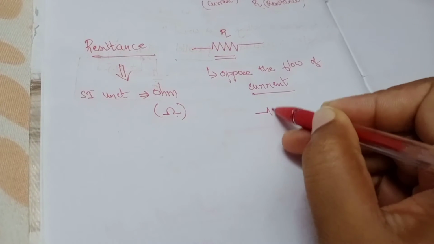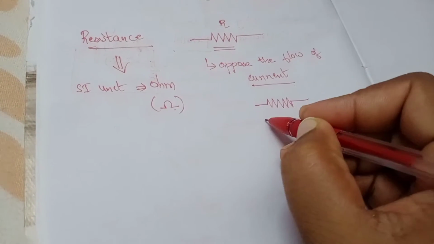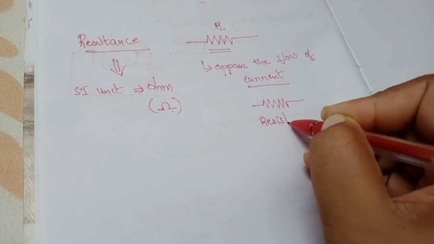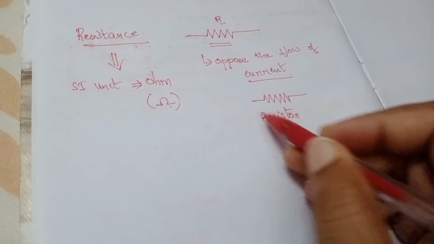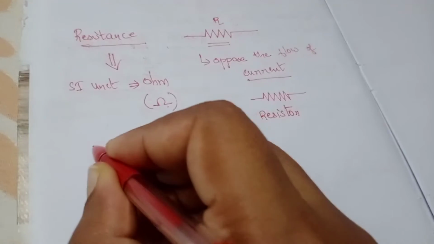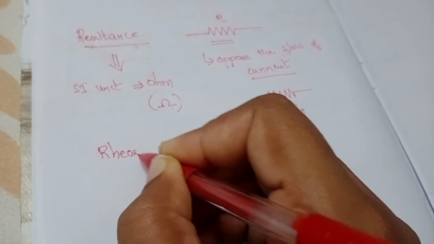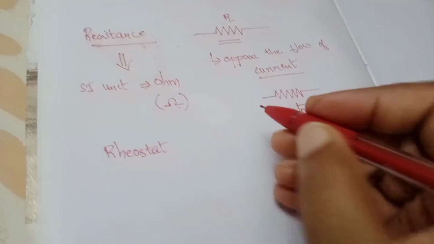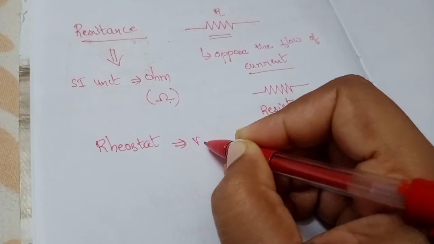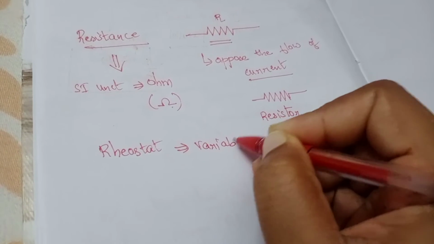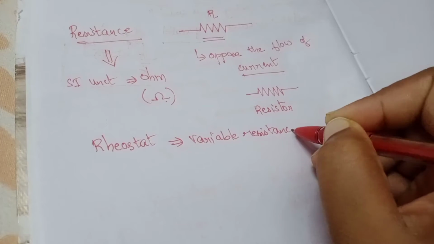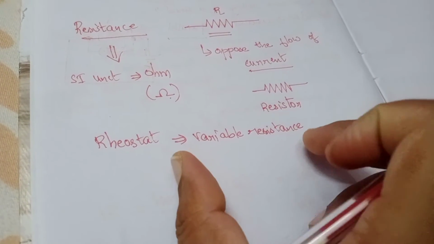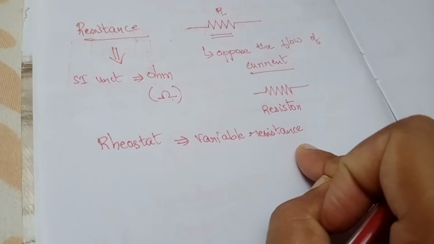So this is a simple resistor. For smaller values, we will use resistors like this. So this is called a resistor. If we are doing any lab experiments where the value of resistance should be higher, we use a device called a rheostat. This is what is called a variable resistance. That means we can change the value of the resistance. A rheostat is a device where we can use variable values of resistance.